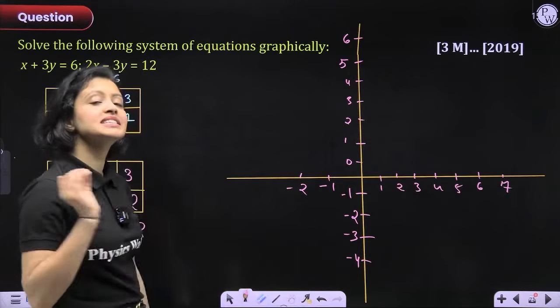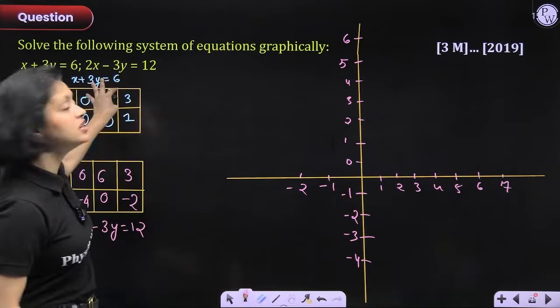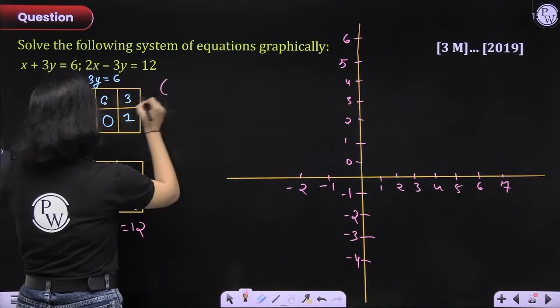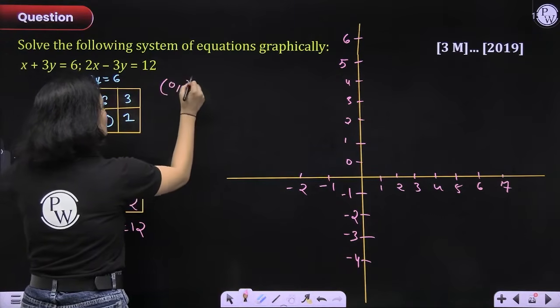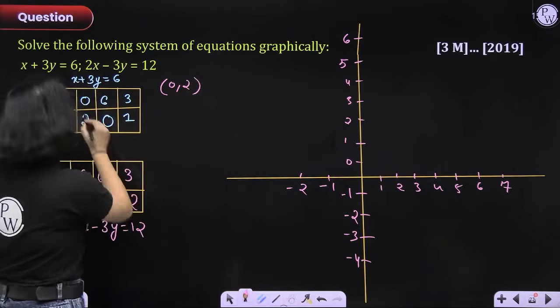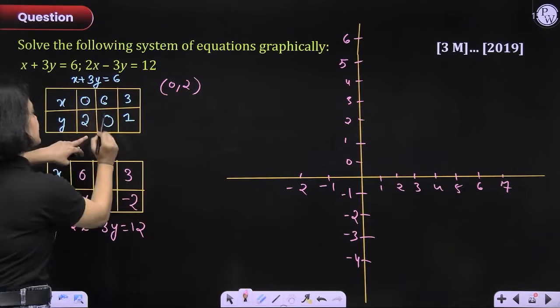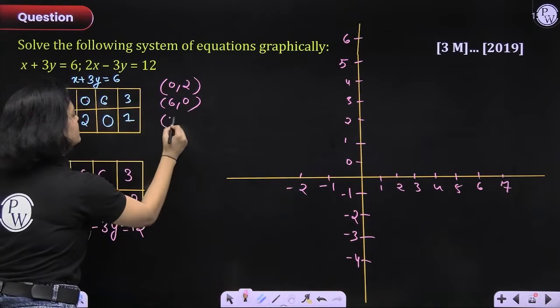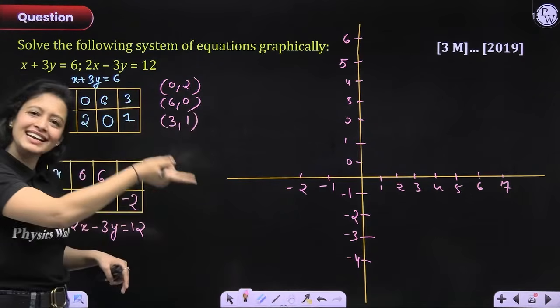ठीक है, अब we will start plotting the points of the first equation here, right? So what are the points? I'll write the points here in case you get confused. 0, 2, x coordinate, y coordinate, right? 0, 2, then 6, 0, then 3, 1, right? First x coordinate, then y coordinate.